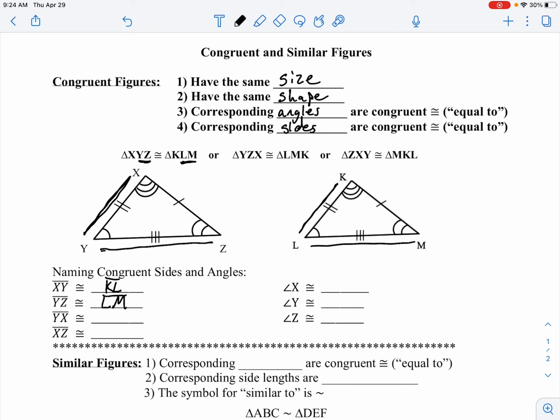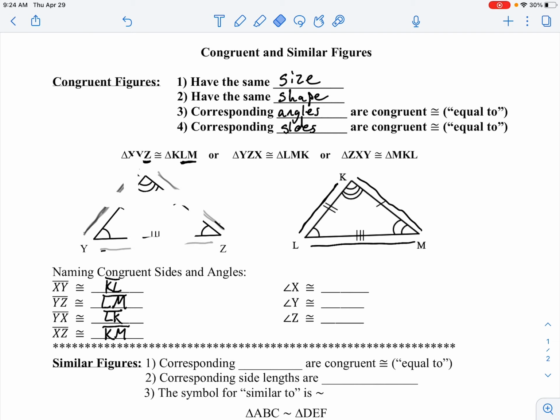And then side YX, excuse me. YX is the same as this one that we named earlier, but we want to name it in the order that we see it. Since we said YX here, that means we're going to call that the same as LK. You want to go from the same point to the same point. And finally, XZ here is the same as KM.